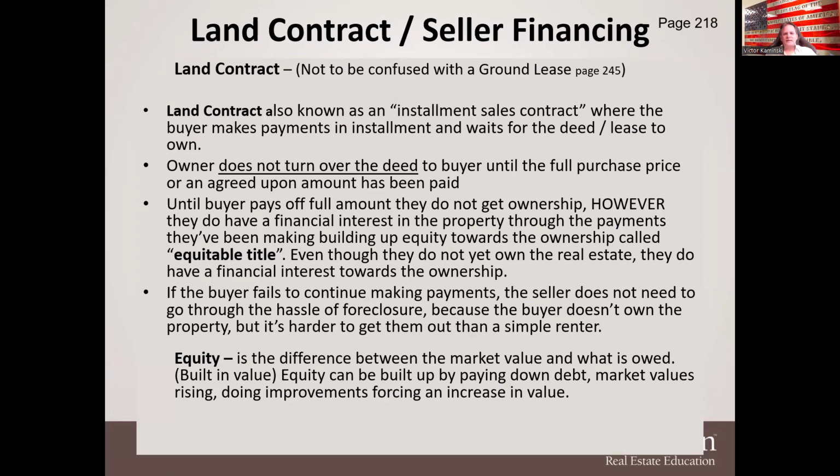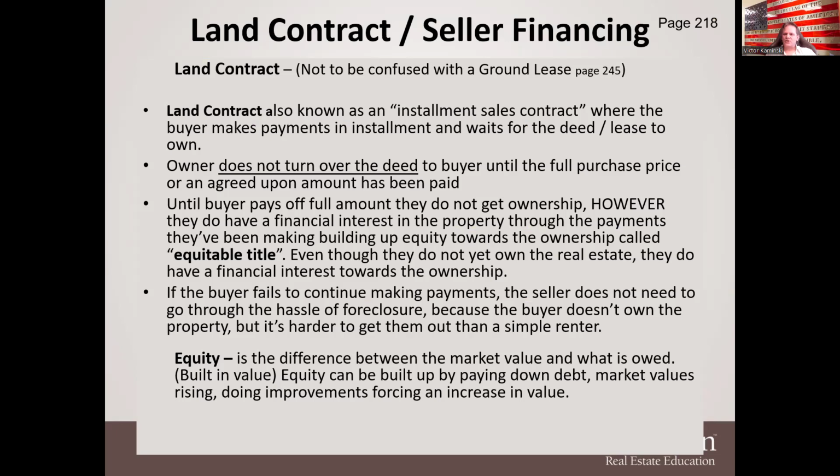All right, so land contracts should not be confused with a ground lease, which we're going to learn about in the next chapter. Land contracts are also known as installment sales contracts, where the buyer makes payments in installments and then waits for the deed. It's kind of like a lease to own. That's a land contract.